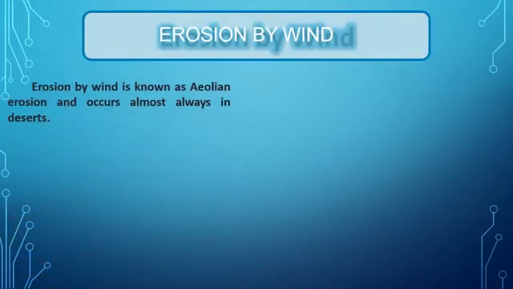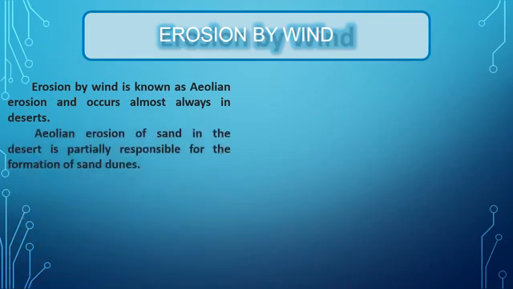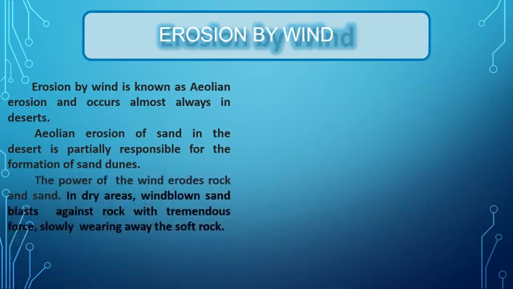So erosion by wind is also called aeolian erosion. It occurs almost always in the desert areas. Aeolian erosion of sand in the desert is partially responsible for the formation of sand dunes. So you can see that sand dunes, mushroom rocks, yardangs, and ventifacts are different landforms which are created because of the erosion by wind.